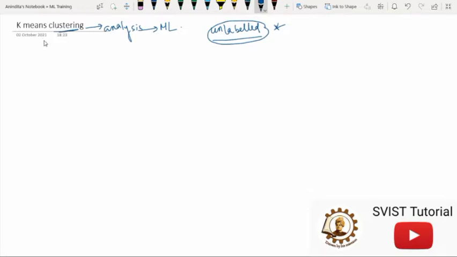Why is it an unsupervised clustering mechanism? Because while grouping the data set, it is not taking the help of the label column. So it is doing this grouping by its own mechanism. That's why it is an unsupervised learning mechanism.